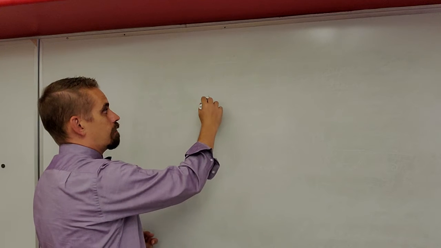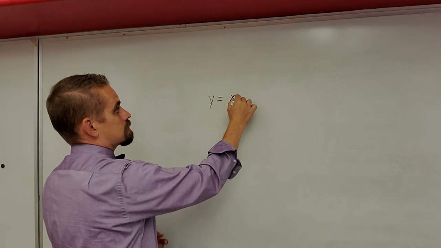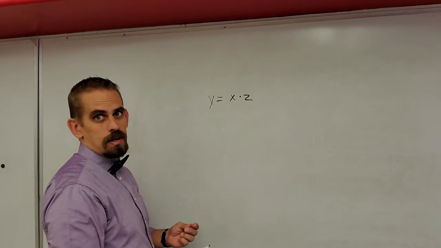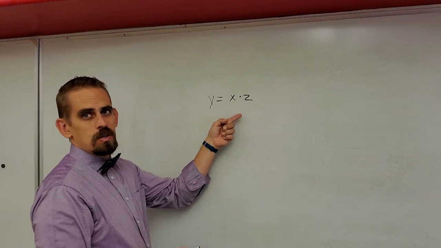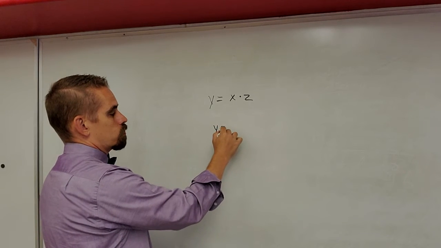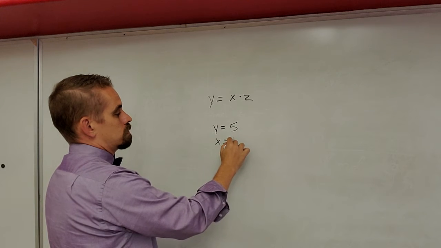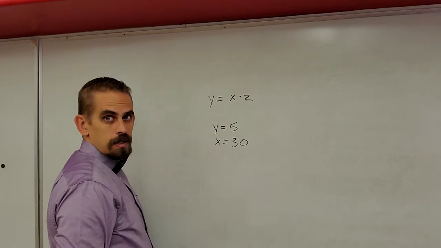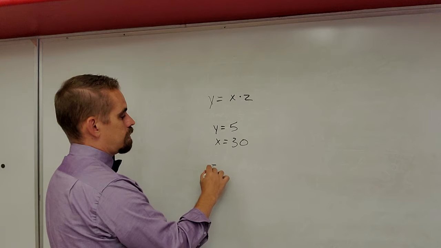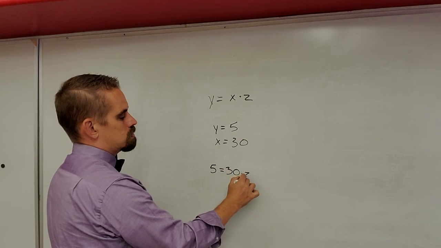Let's say I have y equals x times z. Those are letters, right? I always need to know at least two of these to be able to solve for the third. So let's say y equals 5 and x equals 30, right? So I plug them in. So I now have 5 equals 30 times z.